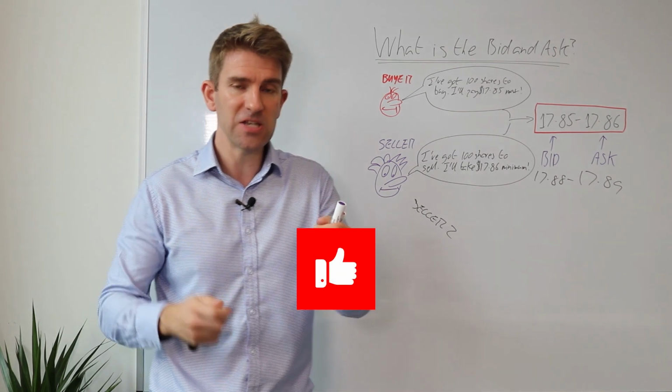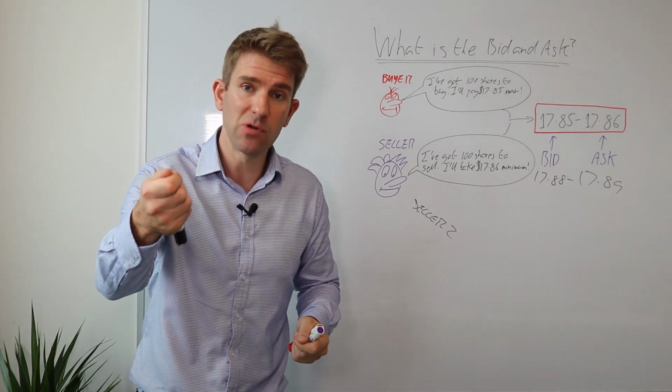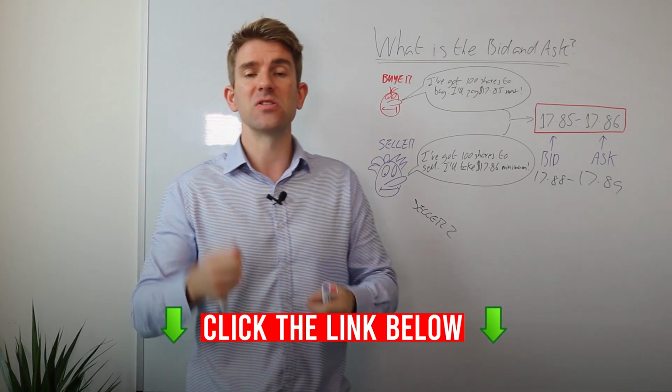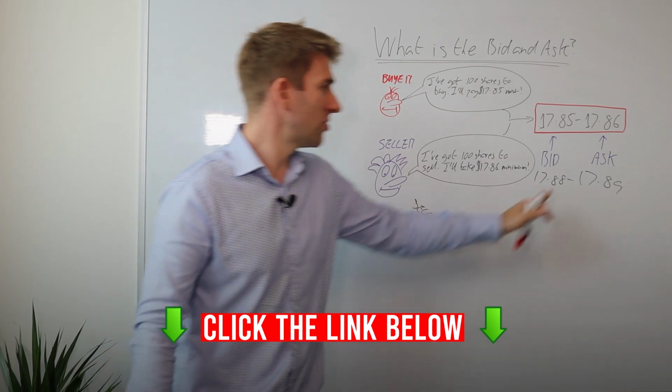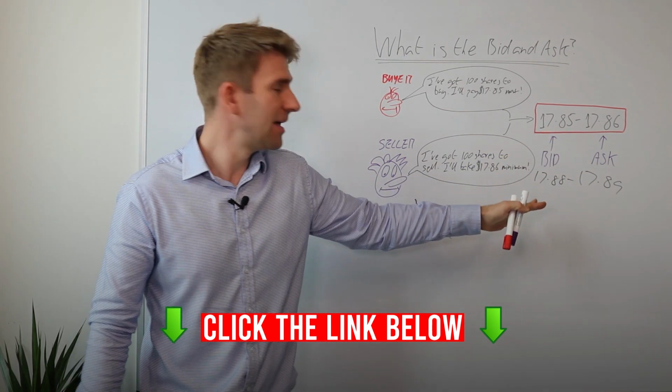But there's always going to be a best bid, there's always going to be a best ask. In the UK, we call it an offer, bid and offer. That means the price you can buy at is the ask or the offer. The price that you can sell at is going to be the bid.